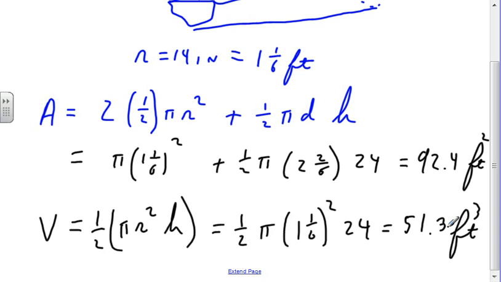Okay, good enough? And we have 9 minutes to go. So I think we'll move to number 20. Number 20.